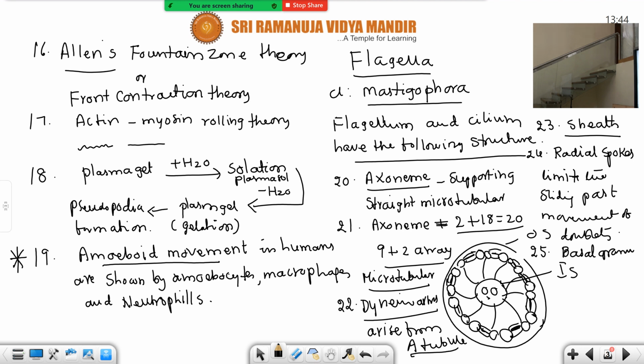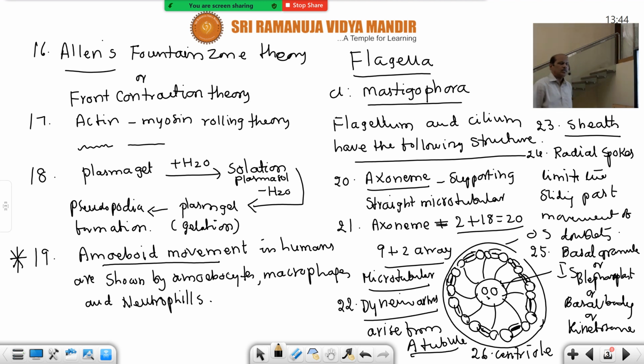Then basal granules. The next heading, basal granule, is also known as blepharoplast, basal body, or kinetosome. All are one and the same. These are the four other names. From what cell organelle are they originated, you know? The basal granules originate from centrioles. Centrioles are the cell organelles from which the basal granules originate; this should be underlined in the book.